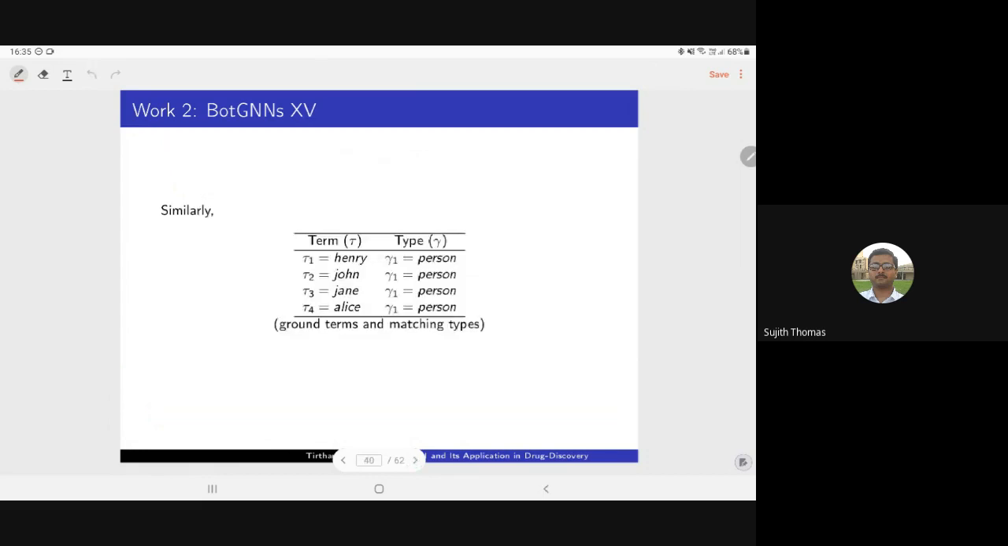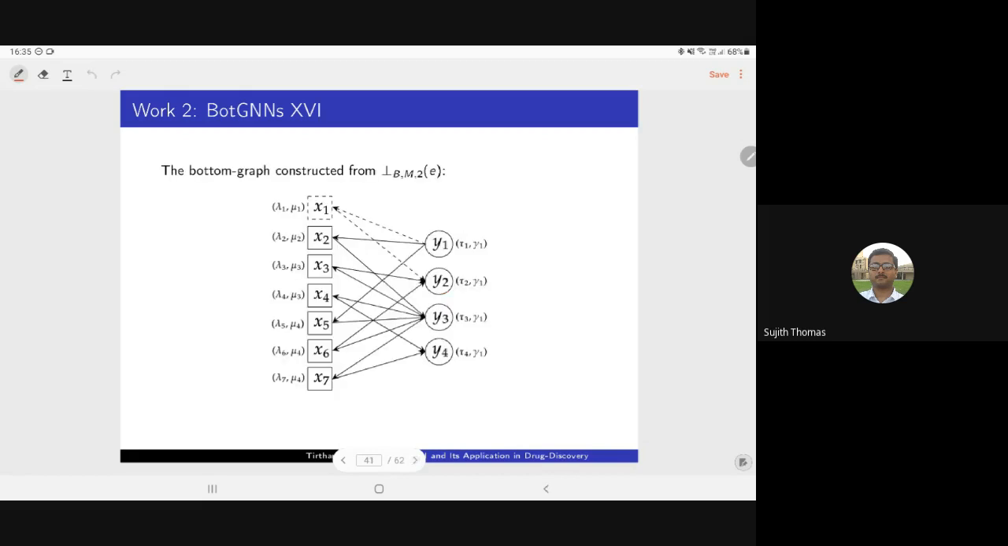Now, similarly, the ground terms will match against the type. So all these are of person type. If we had something else, an animal or a dog, say Henry likes a dog, then it would match against the particular type, animal. But in this case, we have all persons, so all of these ground terms match person. Now the bottom graph we construct is the following. This is a bipartite graph, as you can see. On the left, we have the literal vertices, and on the right side, we have the term vertices.